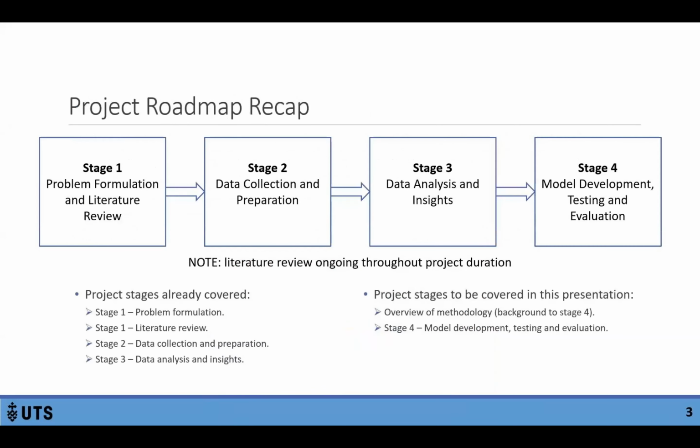To reiterate, the project is separated into 4 key stages. Stage 1 is problem formulation and literature review, although literature review will be ongoing throughout the honors course. Stage 2 is data collection and preparation. Stage 3 is data analysis and insights. And finally, stage 4 includes model development, testing, and evaluation. Stages 1 through 3 have already been covered, so today's update will primarily focus on the methodology and stage 4, which will be covered in the following slides.